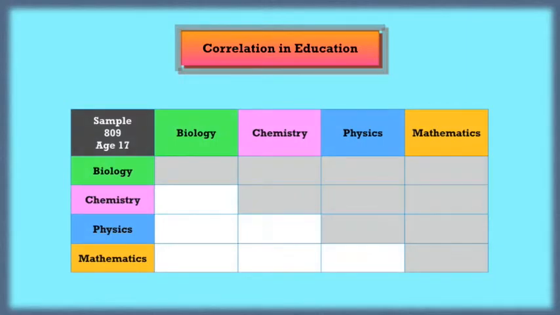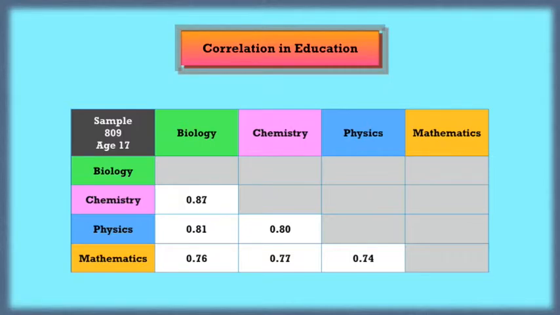Here's another study, with a much bigger sample, older students aged 17, in three sciences and mathematics. All the marks were correlated against each other. In other words, are those who are good at biology also good at chemistry? And those are the figures they got. These are very, very high.